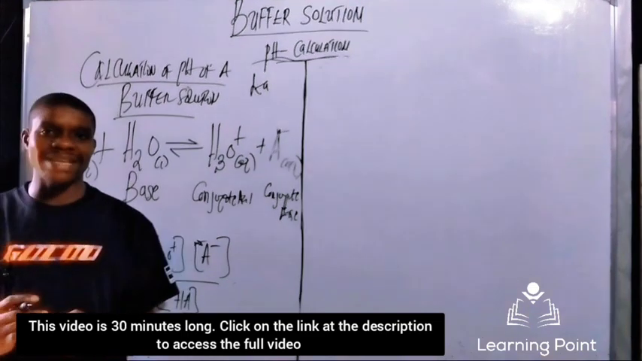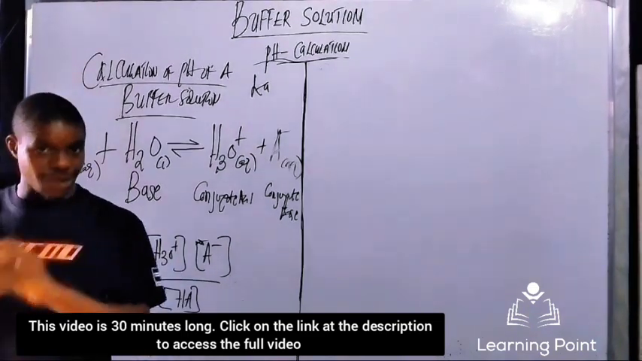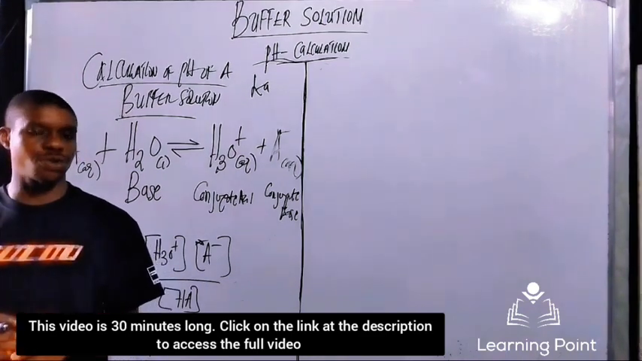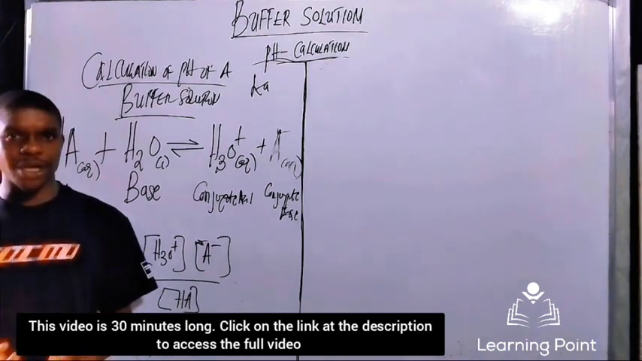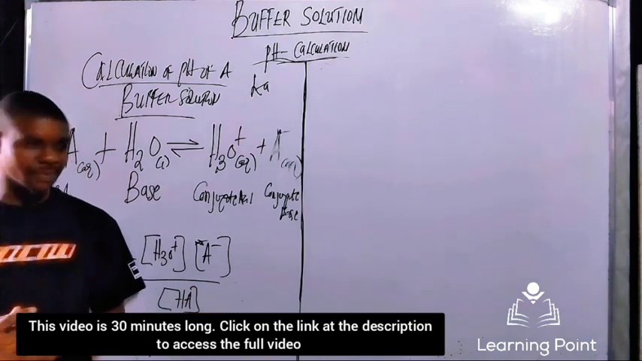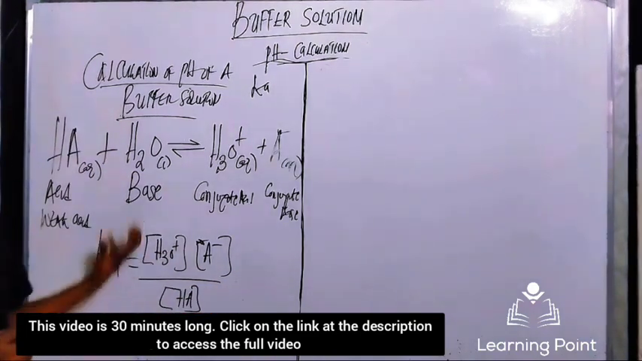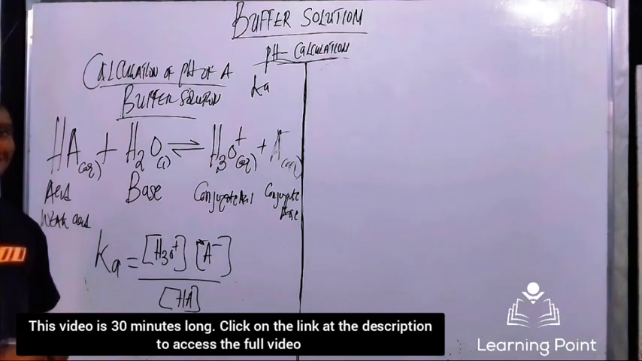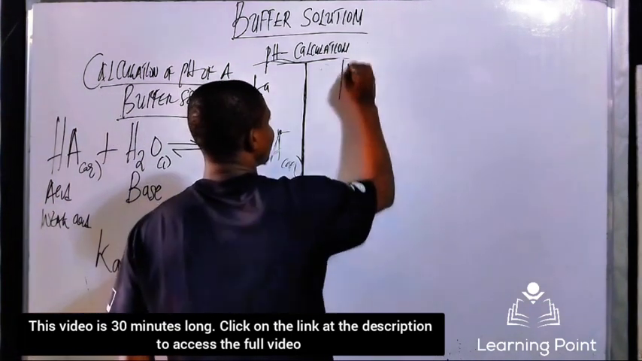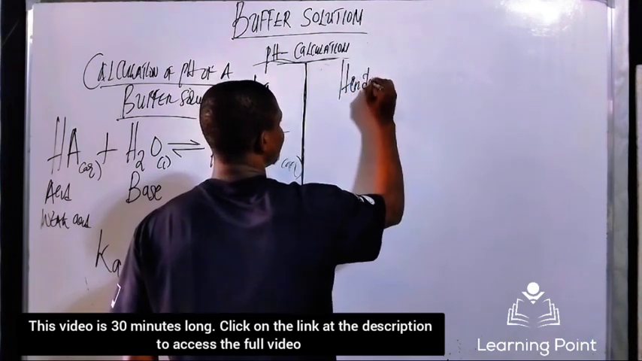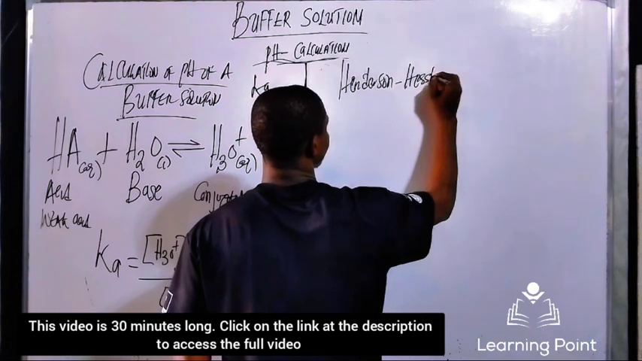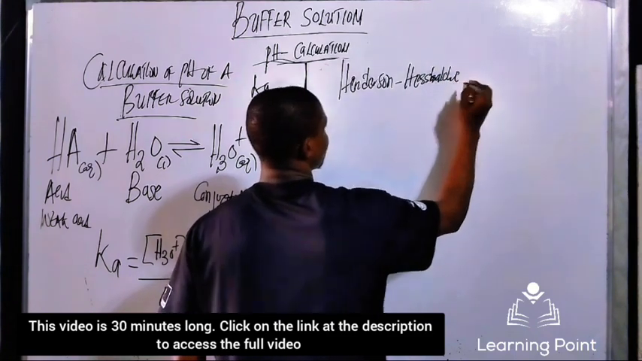But I'm not going to derive the Henderson-Hasselbalch equation here, because you use it to calculate the pH of a buffer solution, either an acid buffer or a basic buffer. So Ka equals this expression here, and from here you can derive the Henderson-Hasselbalch equation.